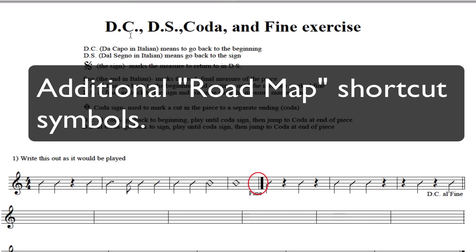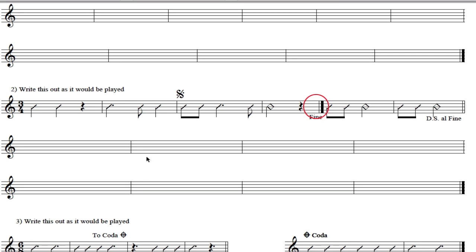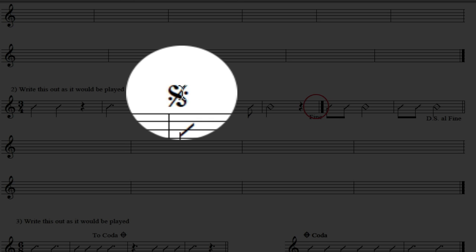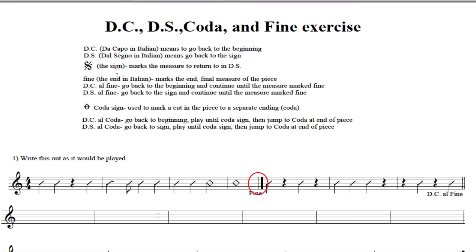Roadmap symbols are DC, DS, Coda, and Fine. Now these are all really important. They save us a lot of time in writing out music if we know how to use them properly. DC means go back to the very beginning. So whenever you encounter DC, you just go back to the beginning. It's very simple. DS means go back to the sign. The sign looks like this. Wherever that sign is, if you see DS, you go back to wherever that sign is in the music, and then you play forward from there.